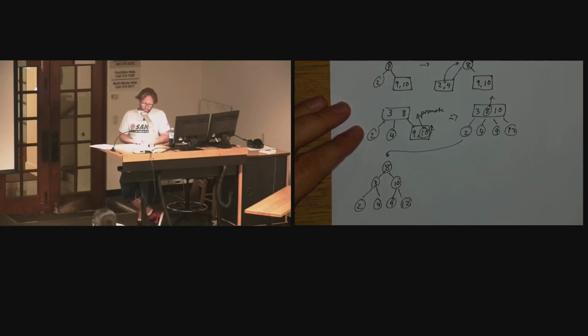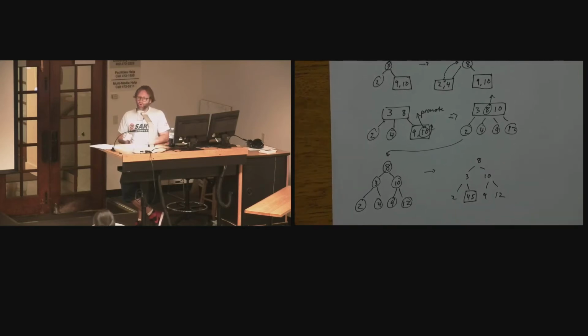Great. The last one we insert is 5. 5 is less than 8. 5 is greater than 3. And we insert into a leaf, so we end up with 8, 3, 10, 2, 4, and 5 as the only 3 node, and 9 and 12. And circle them all. Okay.